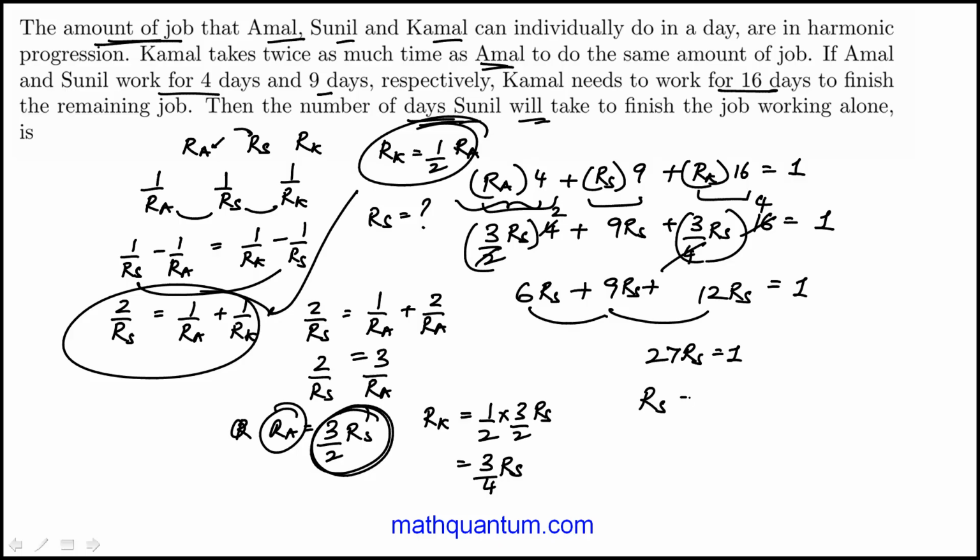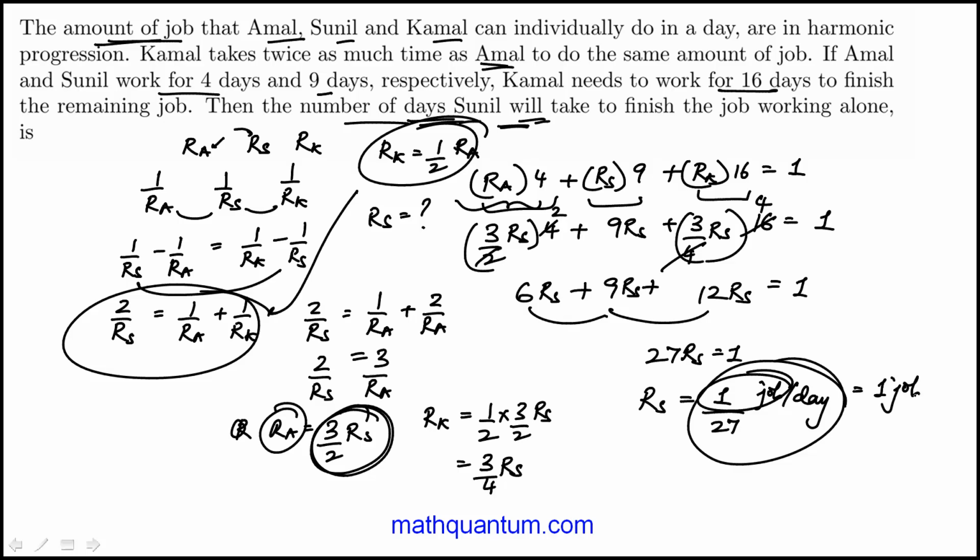So I'm able to find the rate. It does 1/27th of a job per day. That's what the units are. Question is, how many days will it take Sunil to complete the job? So that means if it's doing 1/27th of a job per day, it would take to do the entire job, because another way you can think about this, one job in 27 days, it would take Sunil 27 days to complete this job. That's the answer.